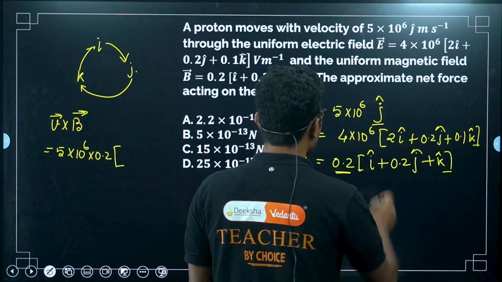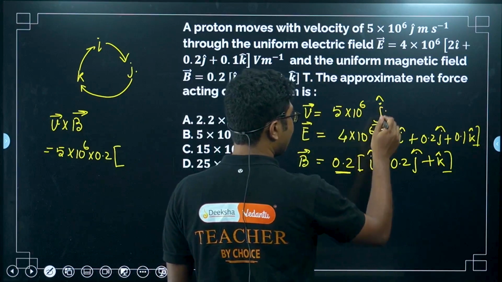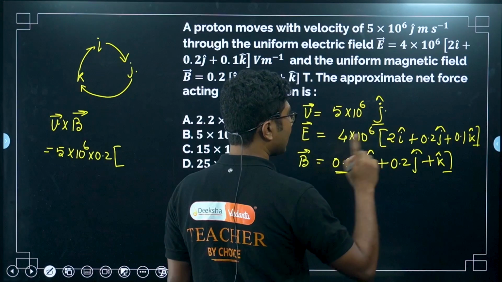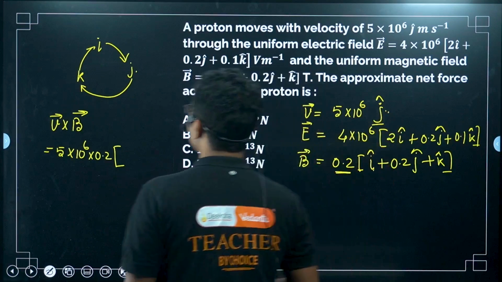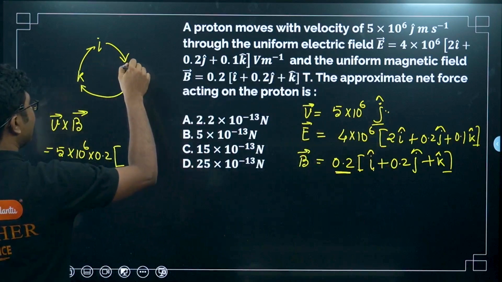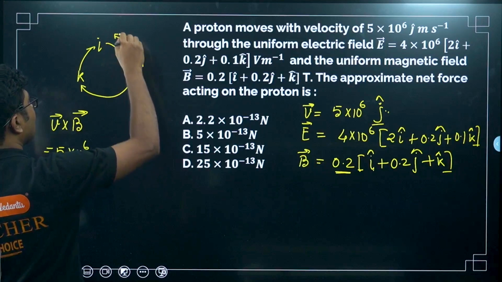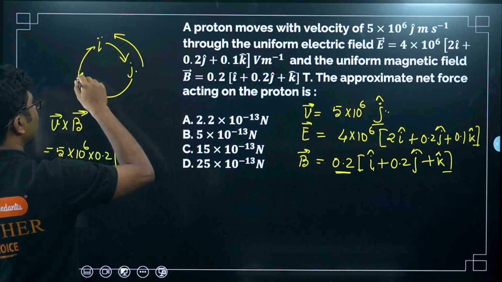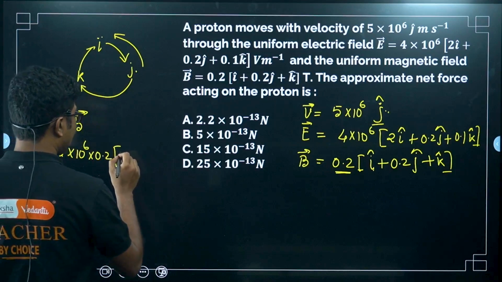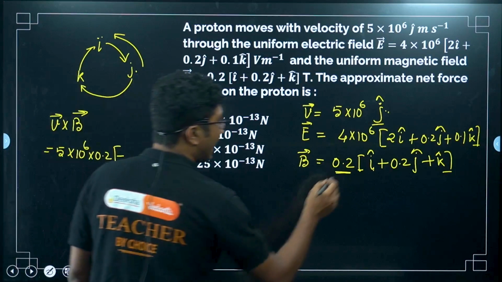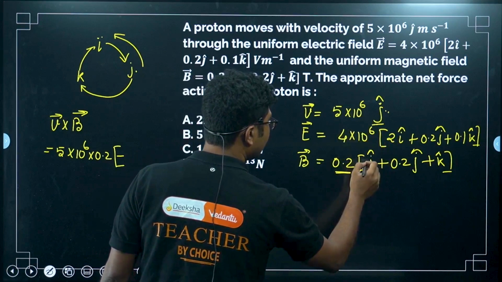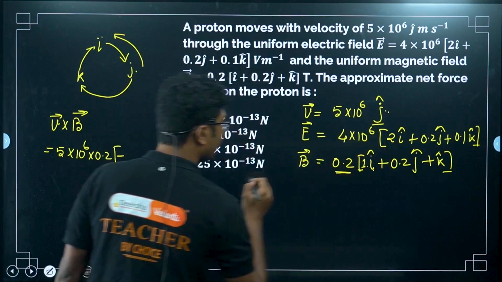Now, next is V cross B, that means J cross I. The first term is J cross I. Now, what is J cross I? J cross I means this way. J cross I, that means it should be minus K, right? So, minus K, and the magnitude will be, there is only 1 here. So, only 1 minus K.